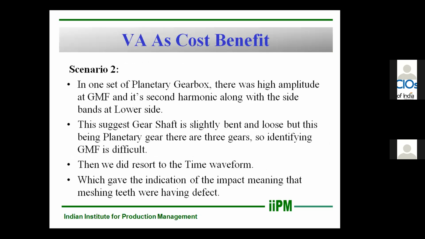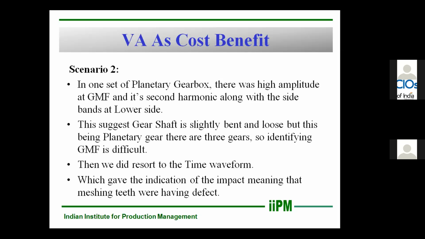Second case, in a planetary gearbox, there was high amplitude at GMF, gear mesh frequency, and its second harmonic along with the upper and lower sidebands. So what is GMF? I will explain that afterwards. Basically a planetary gearbox is used for high reduction ratio, and it is mostly used in wind turbines, because in many foreign countries they mostly generate power using wind turbines.